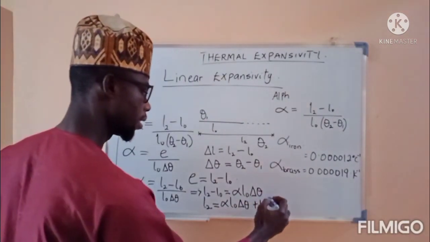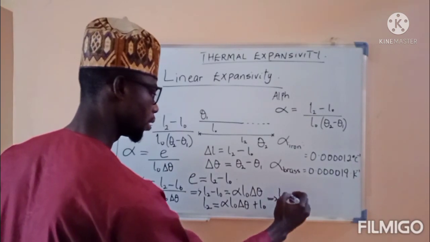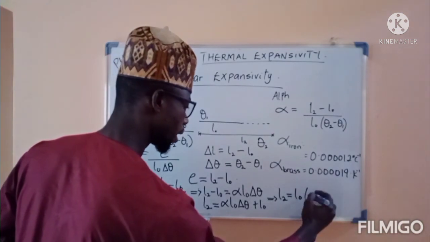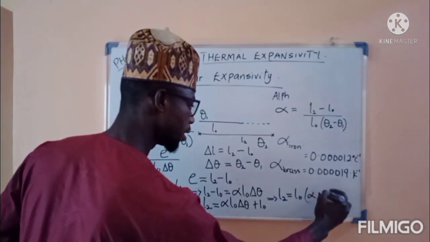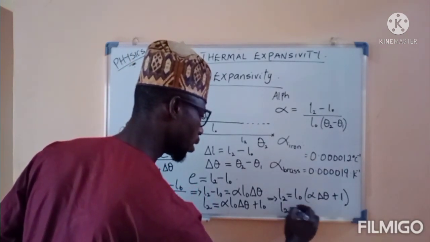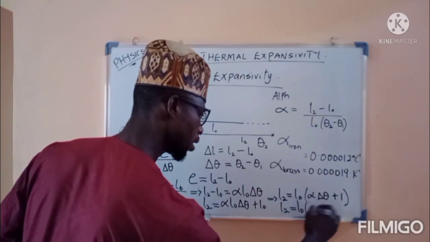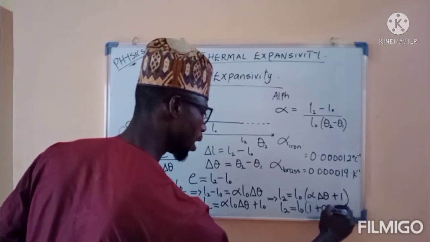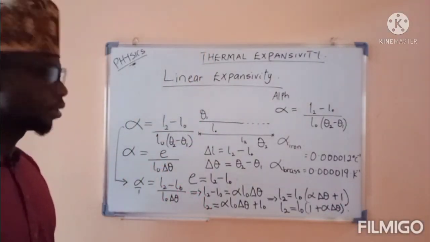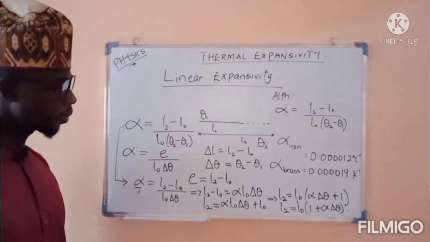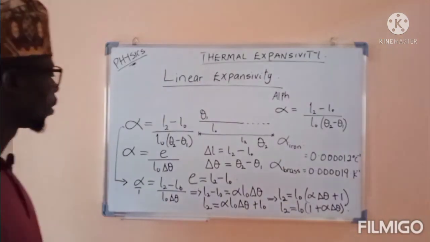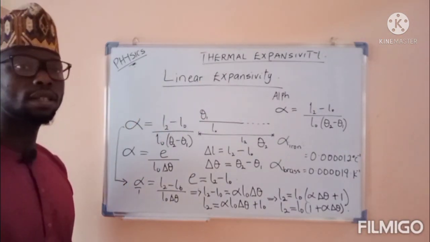So you can see now L naught is common in both terms. Which implies L2 is equal to L naught into bracket alpha change in theta plus 1. So I can write it as L2 equal to L naught into 1 plus alpha change in theta. Anytime you are asked to find final length, you can quickly write this, or we can make use of this directly.